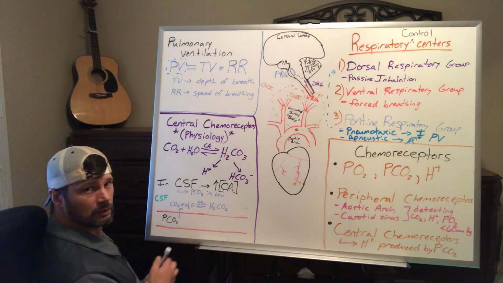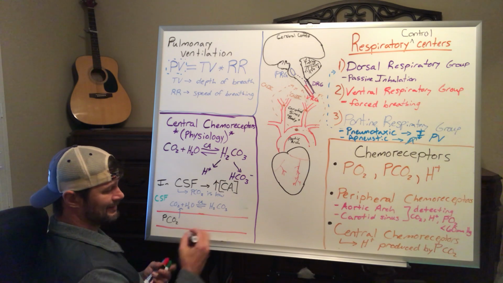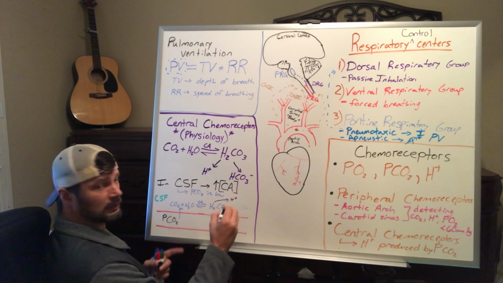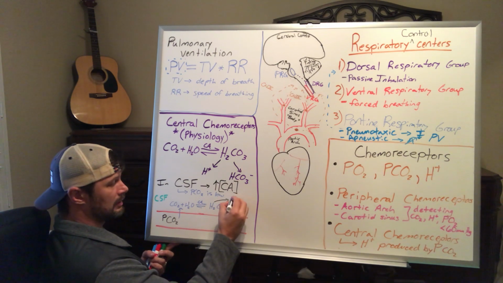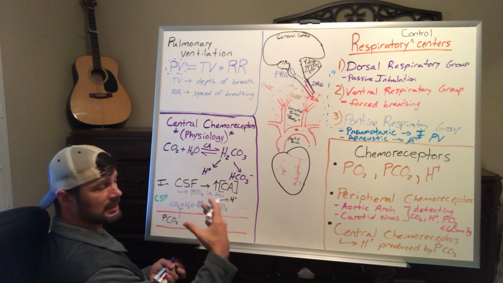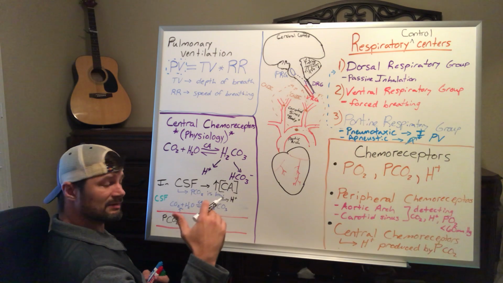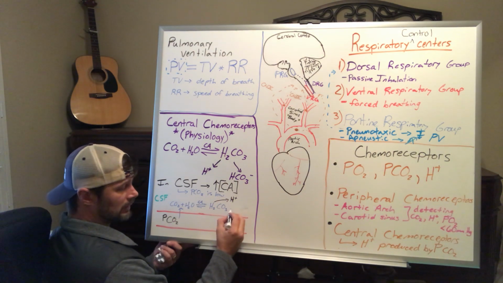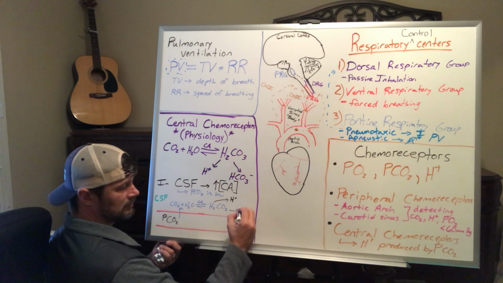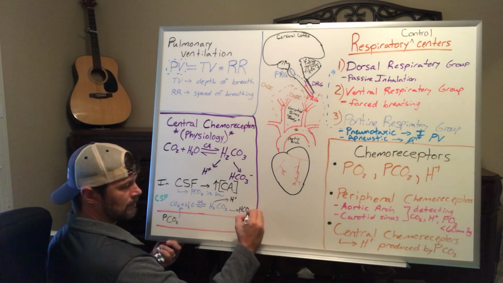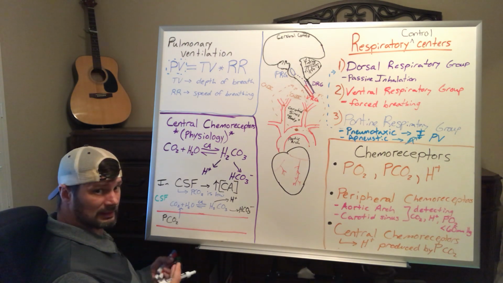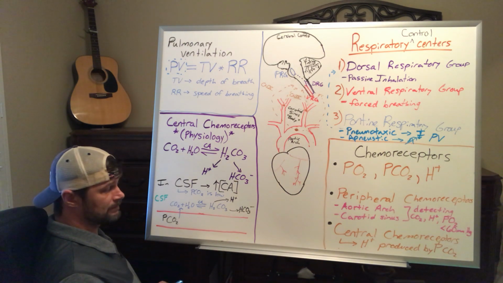What do we know? Because it's an acid, the hydrogen gets released. Okay, dissociation. The hydrogen now is out in the CSF. So the pH of the CSF is starting to drop as it becomes more and more acidic. What else is out here in the CSF? Bicarbonate. So the CSF has a lot of buffers hanging out in it.